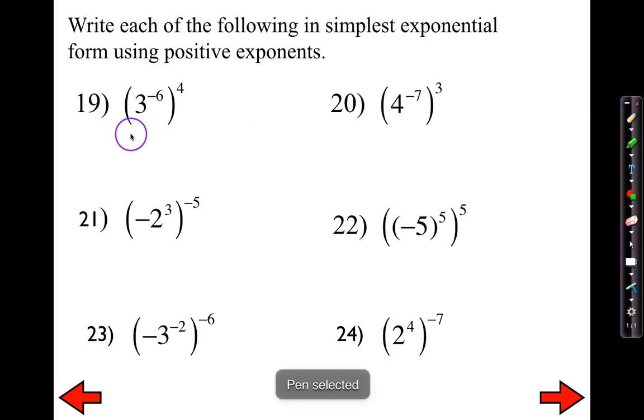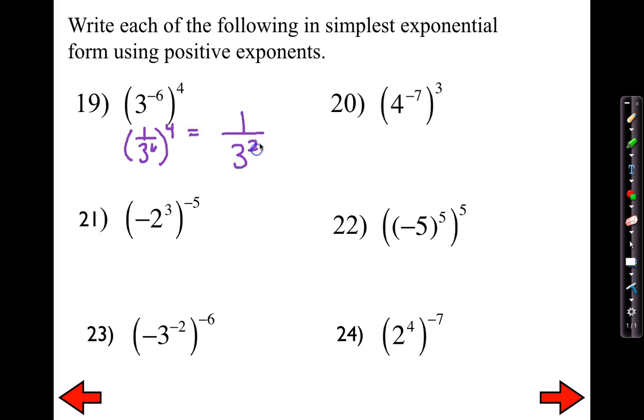So here, hopefully you had 1 over 3 to the 6 raised to the 4th power. If you repeat this 4 times, you should end up with 1 over 3 to the 24th power. Here, since this is a negative exponent, that would turn into 1 over 4 to the 7th. And you're going to repeat this 3 times, which is going to leave you with 1 over 4 to the 21st.